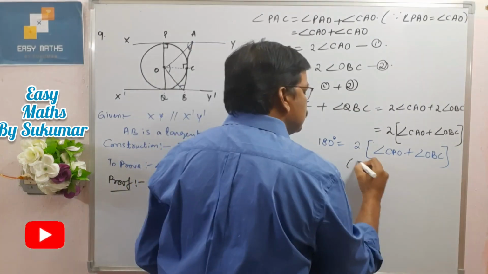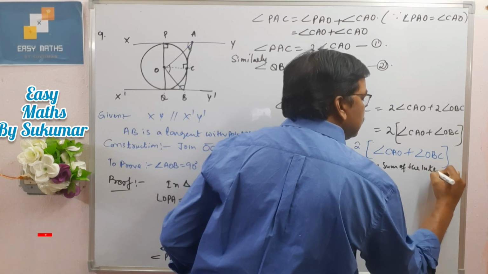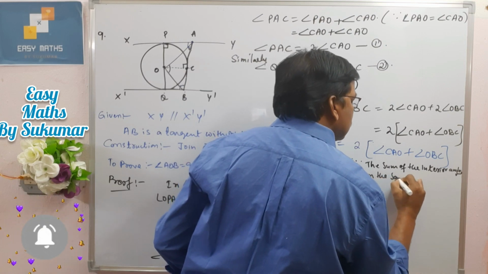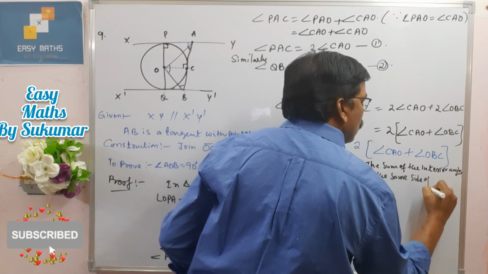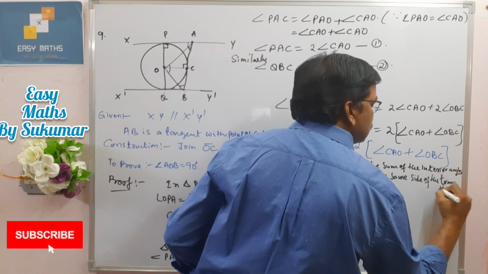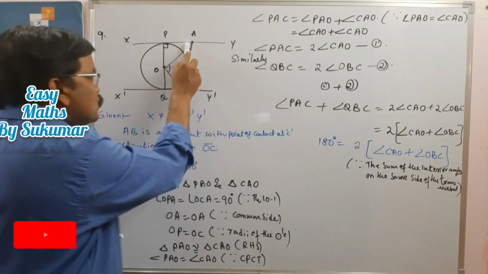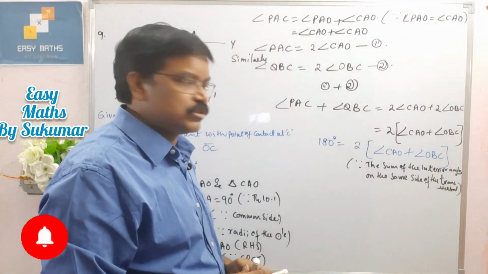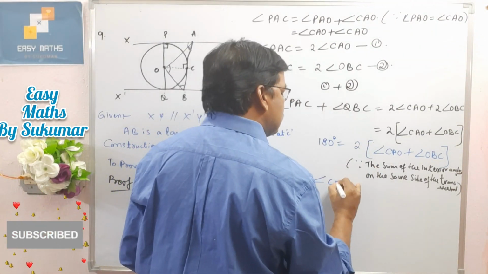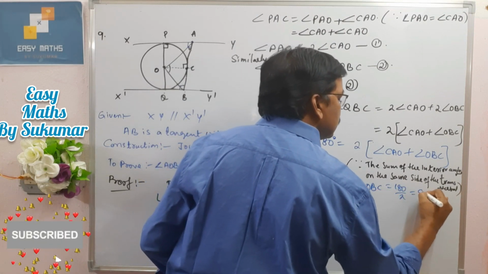The sum of the interior angles on the same side of the transversal are supplementary. Therefore, these two angles sum to 180 degrees. So, my dear students, now we transpose this 2 to the other side. That means angle CAO plus angle OBC is equal to 180 by 2, that is 90 degrees.